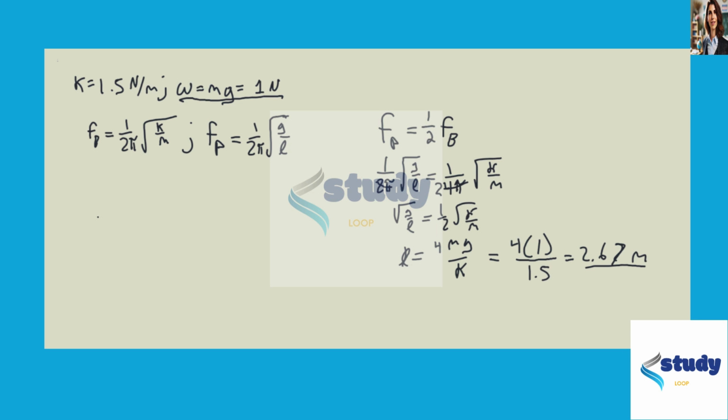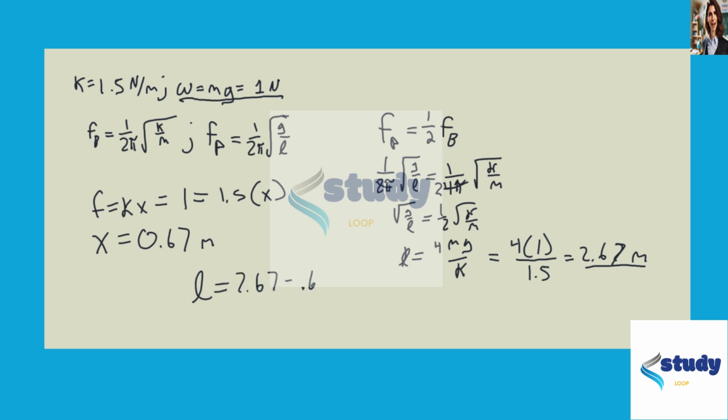Okay, so if we know that F equals Kx, we want to figure out what X is from this 1 Newton shift. So we know the force is 1. So 1 equals 1.5 times X. So this means that X equals 0.67 meters. So it's stretched an extra 0.67 meters, which means that the unstretched length L equals 2.67 minus 0.67 equals 2 meters.